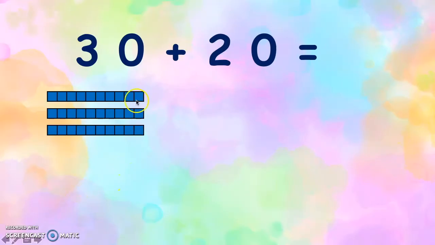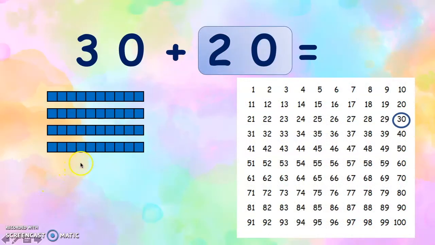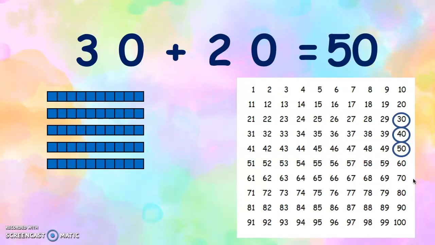Well, I've got 3 tens right here, 10, 20, 30, and I know that I want to add 20. So to add 20, I'm going to add a 10 stick. Now, if I add a 10 stick and I'm on my 100 chart over here, I can move down, right? I'm going to move to 40 because I added 10. And I could add another 10 stick, and then that would put me down to 50. So 30 plus 20, I've added 20, would equal 50, right?